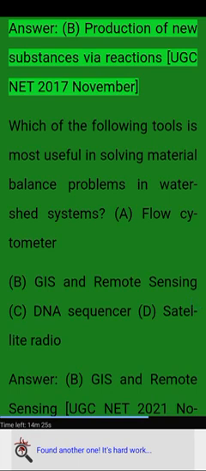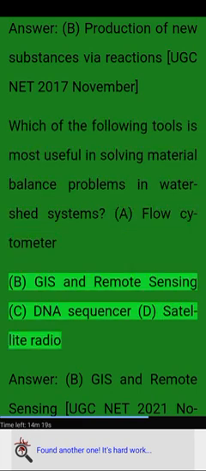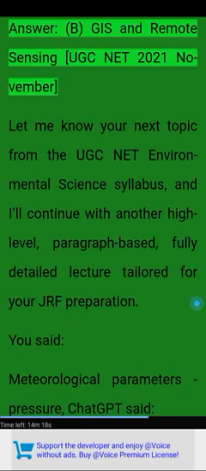UGC NET 2017 November. Which of the following tools is most useful in solving material balance problems in watershed systems? A. Flow cytometer. B. GIS and remote sensing. C. DNA sequencer. D. Satellite radio. Answer. B. GIS and remote sensing.